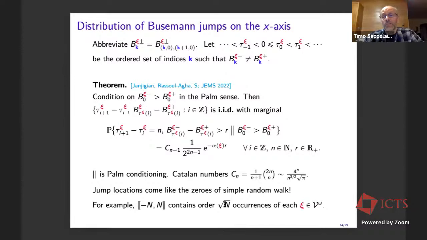So in particular, one can get various quantitative conclusions from this. For example, if you look at a large interval of size of order n, then each of these jump locations appears there roughly square root n number of times. Of course, they don't all come at the same frequency, and you have to take the interval bigger and bigger, but roughly speaking, that is the case.